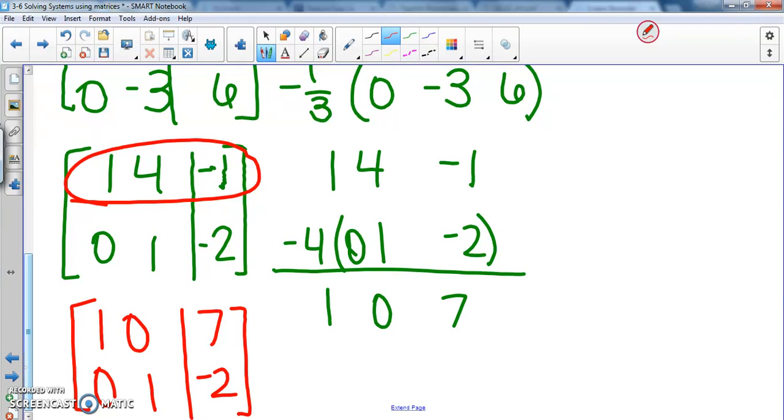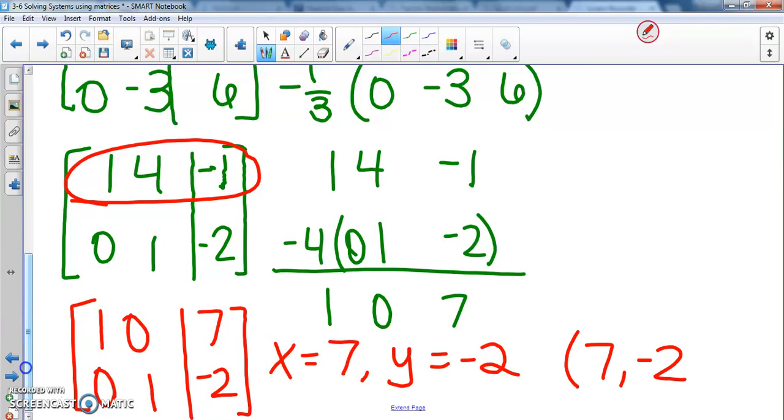Since we now have the diagonal of 1 and zeros in all of my other elements, I have the solution to my system. X is equal to 7 and y is equal to -2, which is the solution of 7, -2.